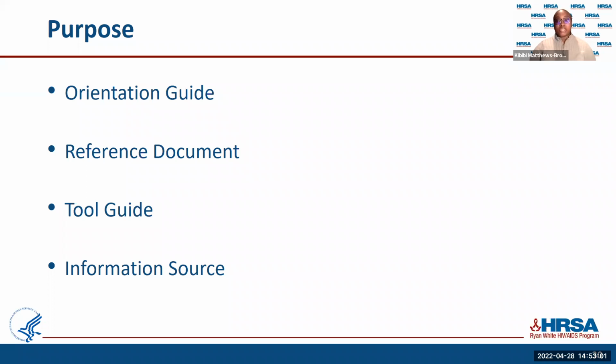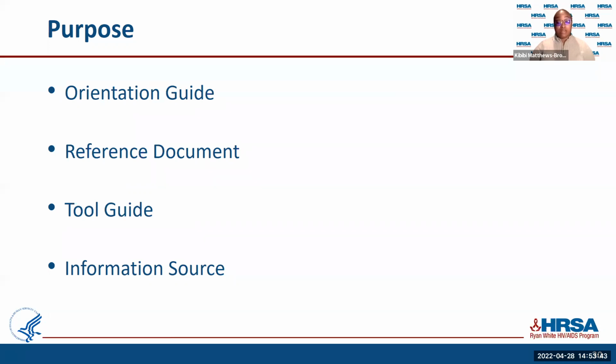So an orientation guide. This is really an orientation guide for new RWHAP Part B recipient staff, as well as subrecipients, if you have them, with sections explaining how the Part B program and some information about the AIDS Drug Assistance Program, or ADAP, are structured at the federal and state level. And it addresses the key issues and strategies used by Part B and ADAP where appropriate to broaden access to HIV care and treatment to persons in need. It also serves, as I said, a reference document for RWHAP Part B recipient staff on legislation, grant regulation, and program requirements, including links to source documents that you'll see throughout the manual.